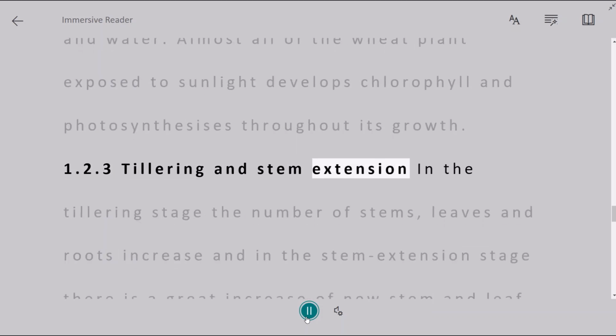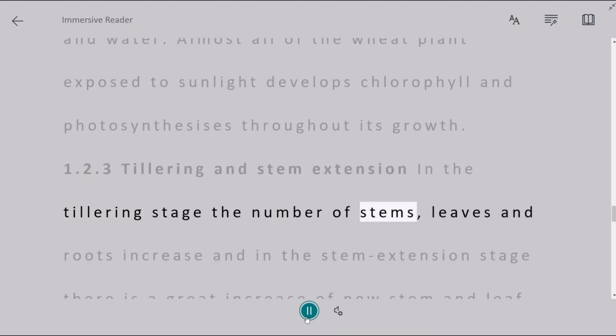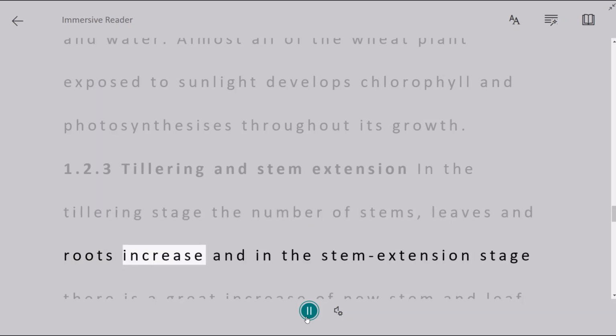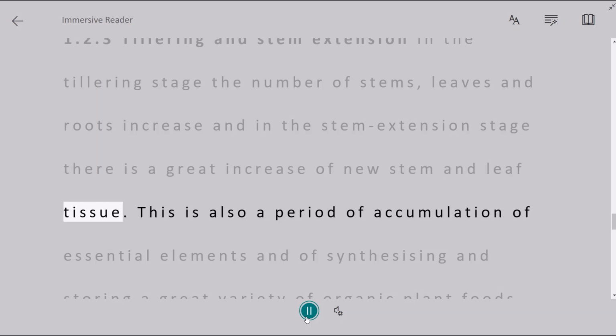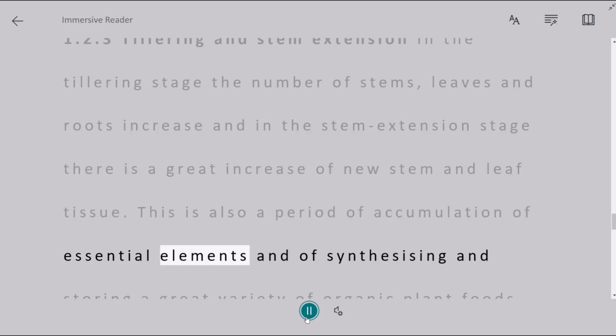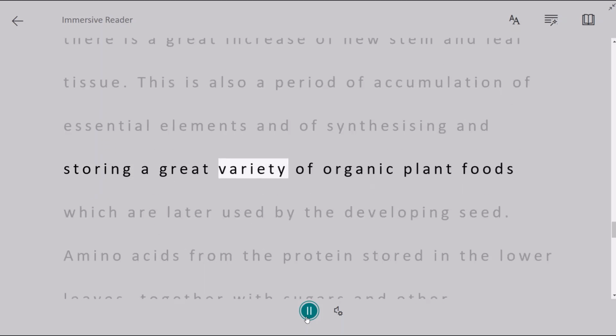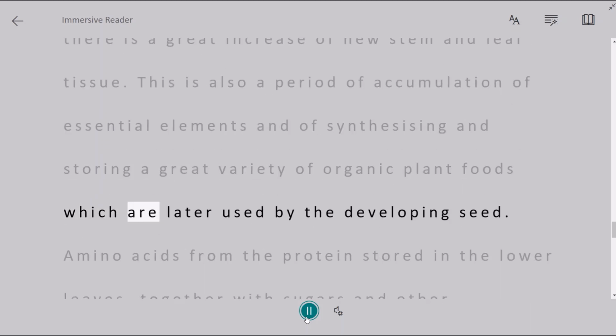1.2.3 Tillering and stem extension. In the tillering stage the number of stems, leaves, and roots increase, and in the stem extension stage there is a great increase of new stem and leaf tissue. This is also a period of accumulation of essential elements and of synthesizing and storing a great variety of organic plant foods which are later used by the developing seed.